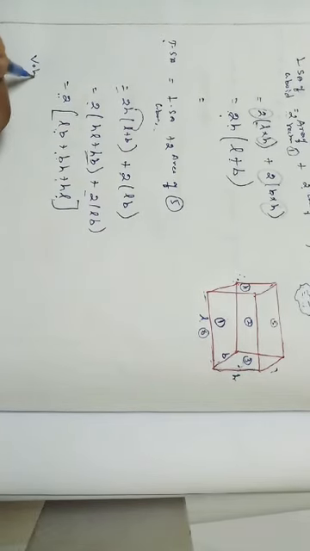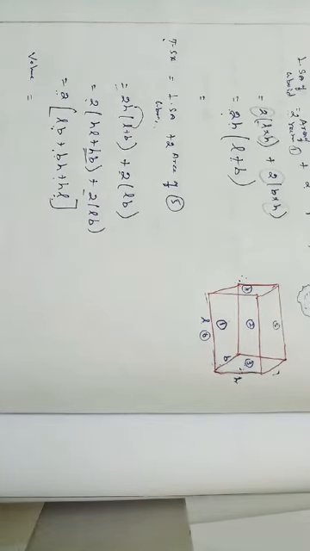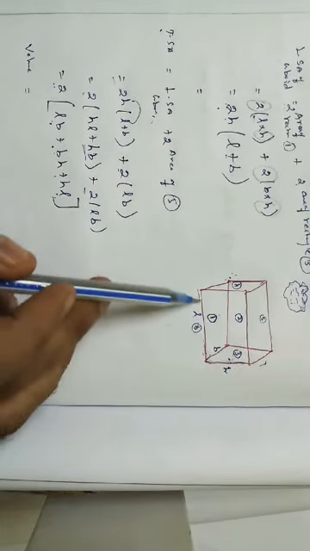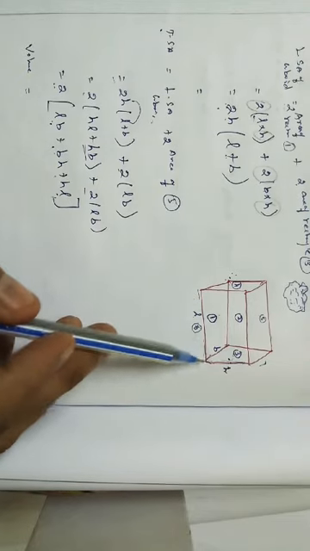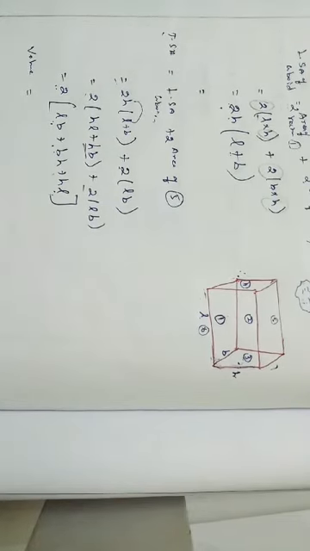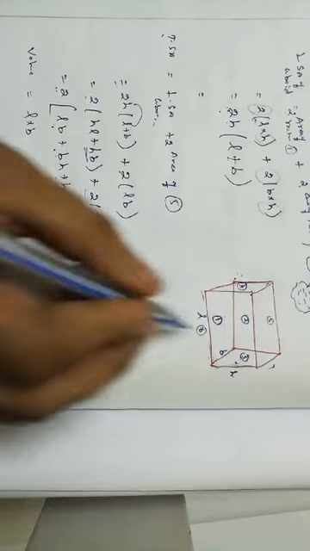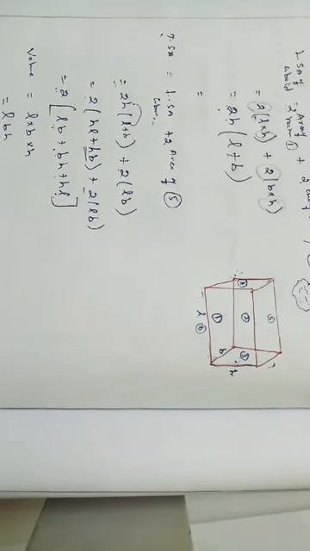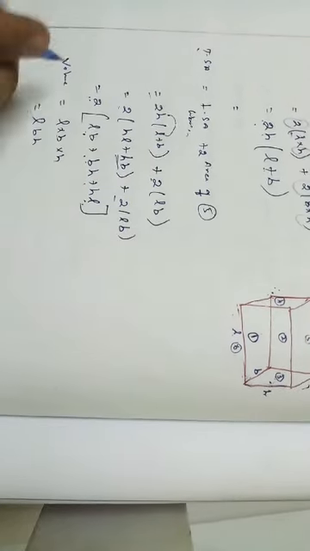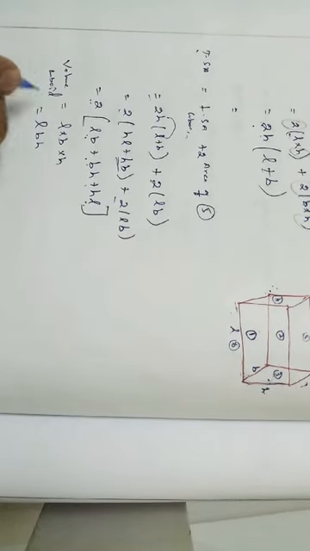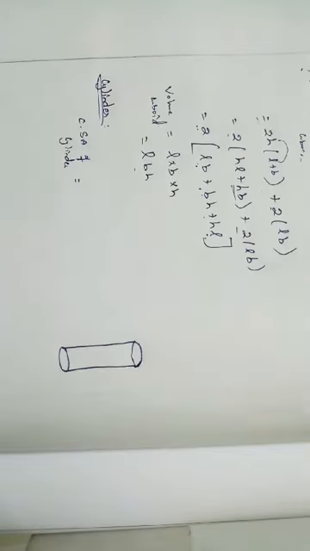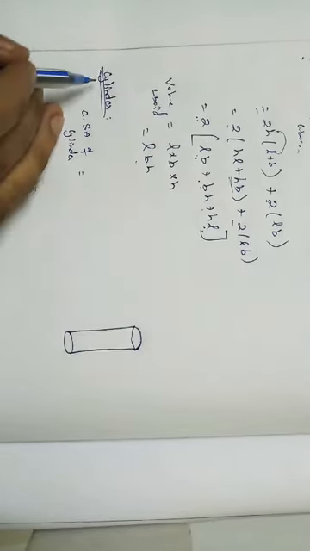Next, volume. Already we know that the volume of any shape is nothing but area of base into height. What is the area of the base? L into B. Area of base is nothing but L into B, and height is H. So L into B into H. Volume of cuboid is equal to L into B into H. Understood?